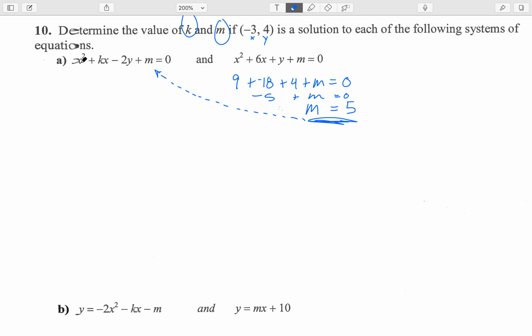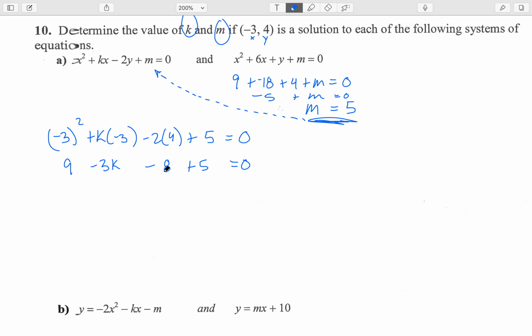So x squared, x is negative 3, maybe I should actually do it in brackets. Let's do it. X squared plus k times x, and x is minus 3, right? Minus 2 times y, y is 4, plus m, I just figured out m is 5, is equal to 0. I have an equation just in k's. Cool, let's do this. 9 minus 3k minus 8 plus 5 is equal to 0.